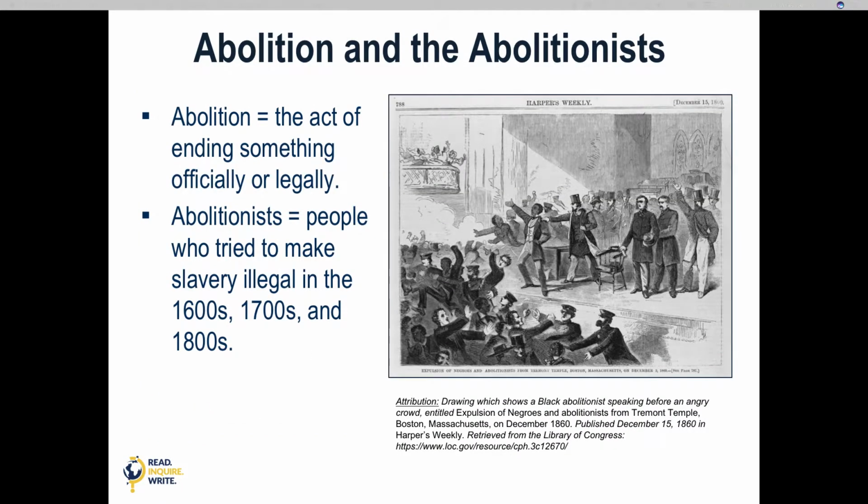Before we go further, we should explain two key terms, abolition and abolitionists. Abolition is the act of ending something officially or legally, and abolitionists are the people who tried to make slavery illegal in the 1600s, 1700s, and 1800s.